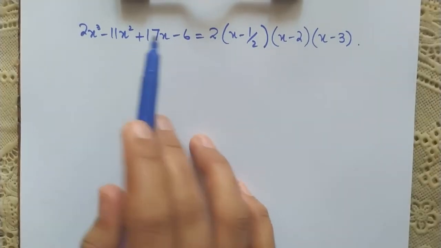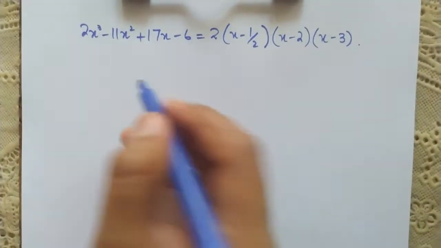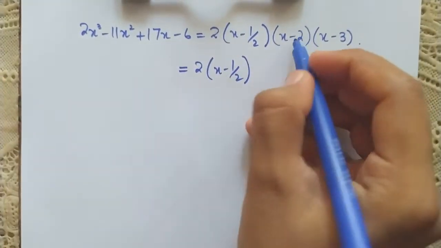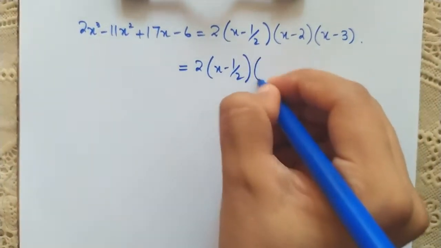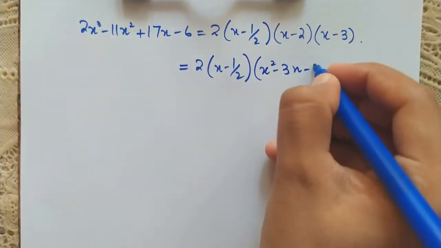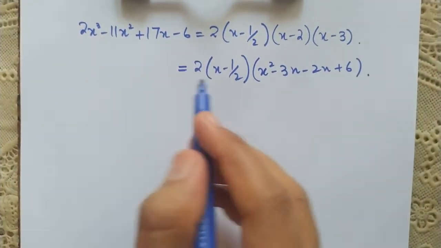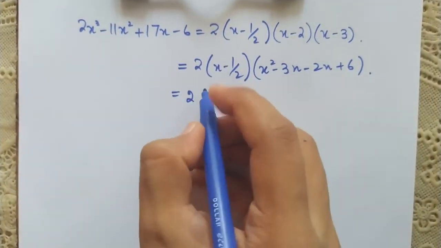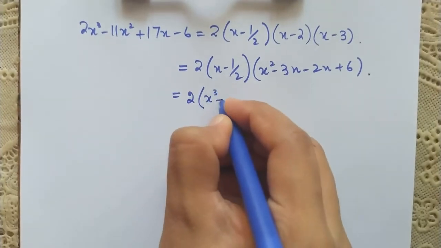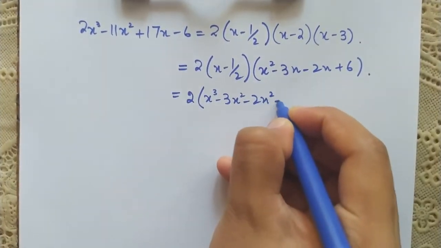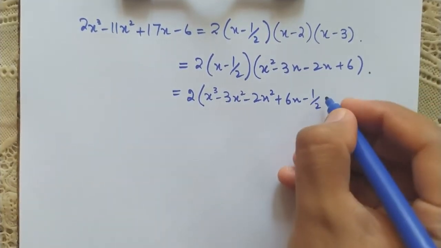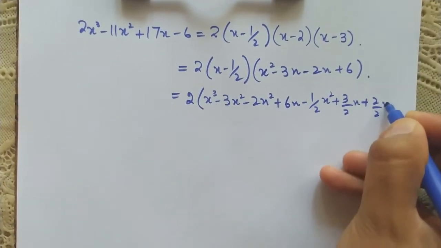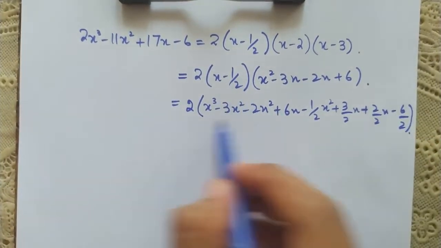Now again consider this cubic equation, which can be written in the form of these factors, right? Now it is equal to 2 times x minus 1 upon 2. Now multiply these two factors. When you multiply these two factors, you will get x square minus 3x minus 2x plus 6. And when you multiply this with the factor x minus 1 upon 2, you will have 2 times x cube minus 3x square minus 2x square plus 6x minus half x square plus 3 upon 2 x plus 2 upon 2 x minus 6 upon 2, right? It is the product of these factors.